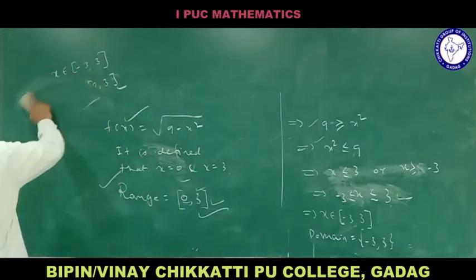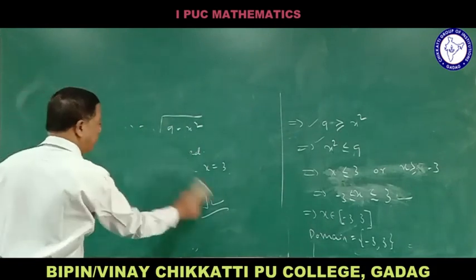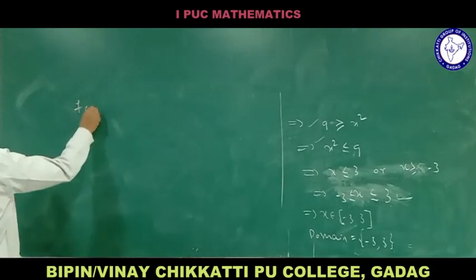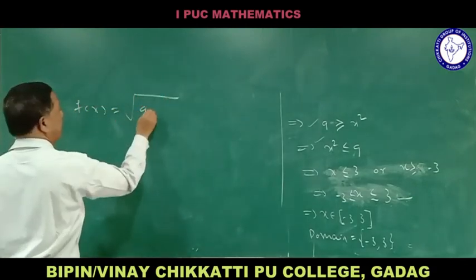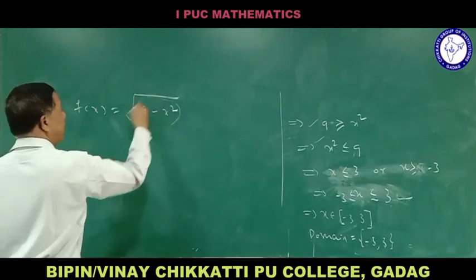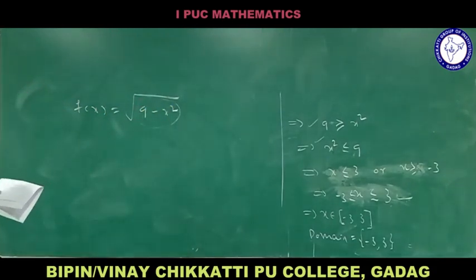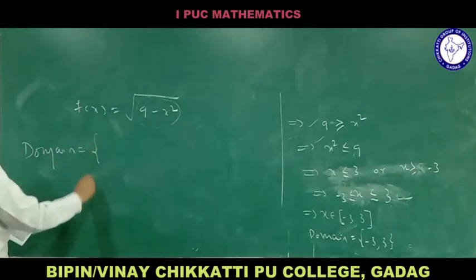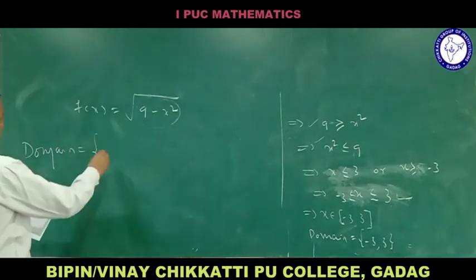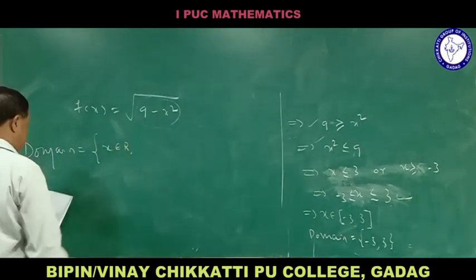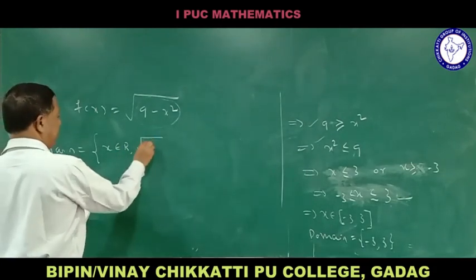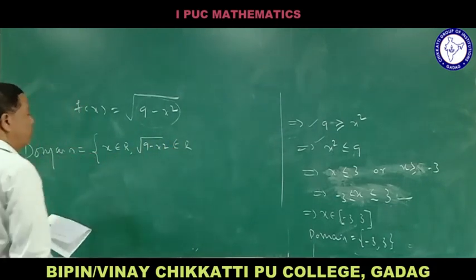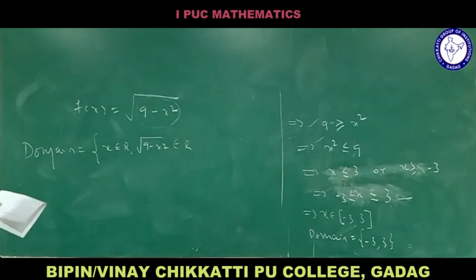So in other words also I am explaining this. Don't get confused about how you have to take this. For example, once again I tell you that f of x is equal to root of 9 minus x square. This is not defined when it is less than 0. So the domain you can write here directly: the domain of this function is the possible values of x, and x must belong to R, and root of 9 minus x square also belongs to R.